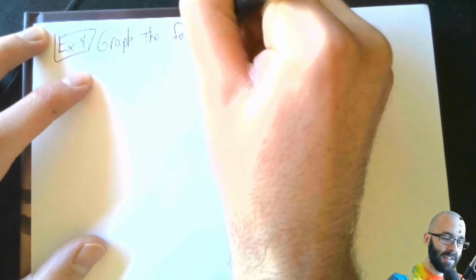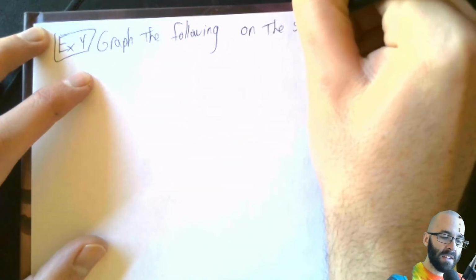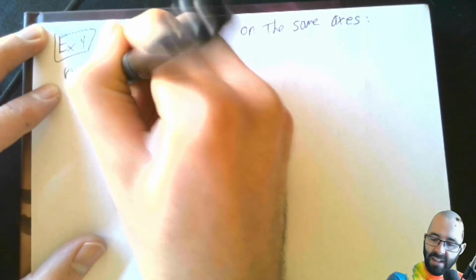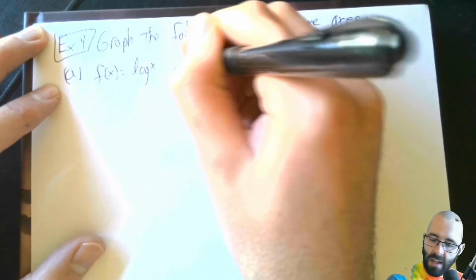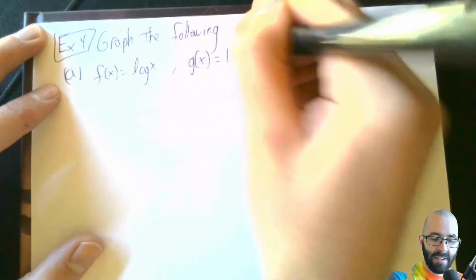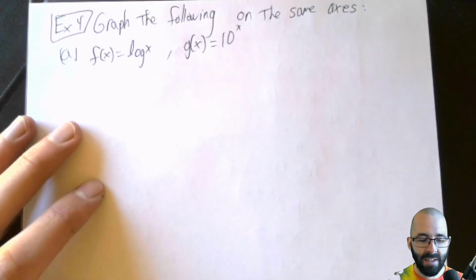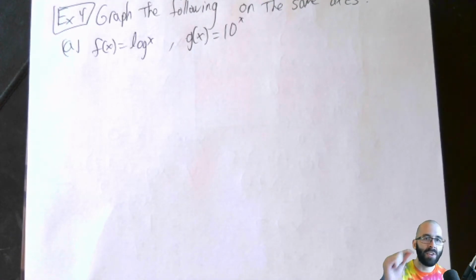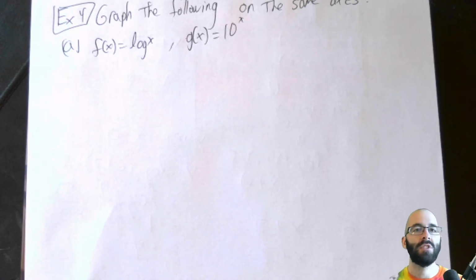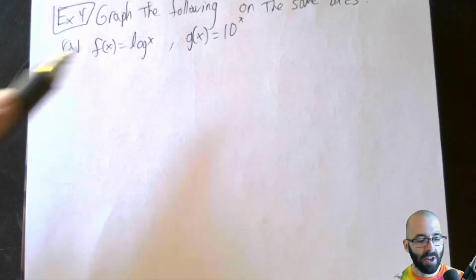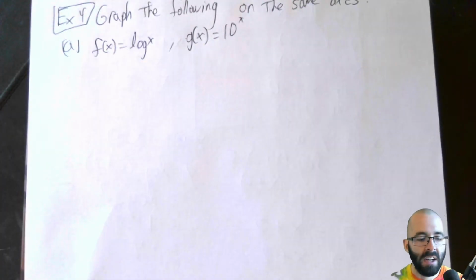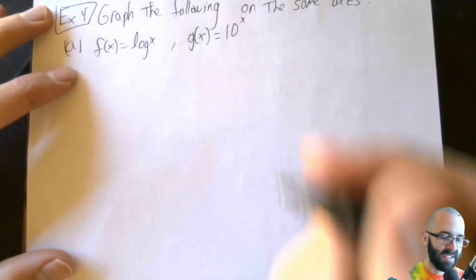Graph the following on the same axes. All right, now there's 2 ways of doing these. I want you to graph f of x is equal to the common log of x, and g of x is 10 to the x. By this point, after talking about logarithms and doing this many homework problems, I hope you can recognize these are inverse functions of each other. The common log, that's log base 10, is the inverse function of 10 to the x. So we should have that symmetry that we mentioned at the beginning of the section.